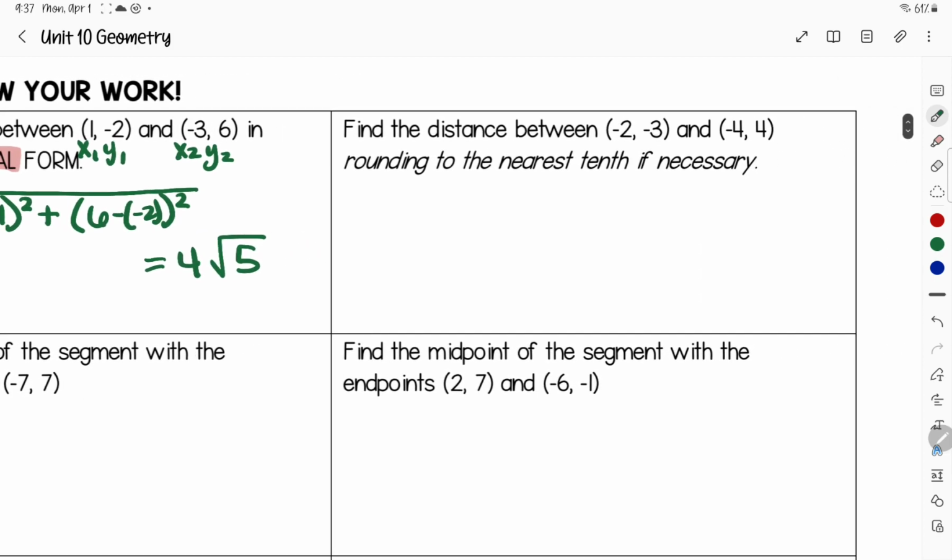This one over here wants you to find the distance to the nearest tenth. So that would be rounding to the tenths place. Remember, tenths place is the first place past the decimal. I'm going to let you do that one and answer the question on the screen.